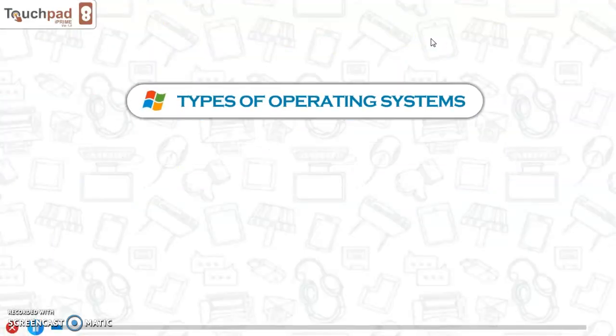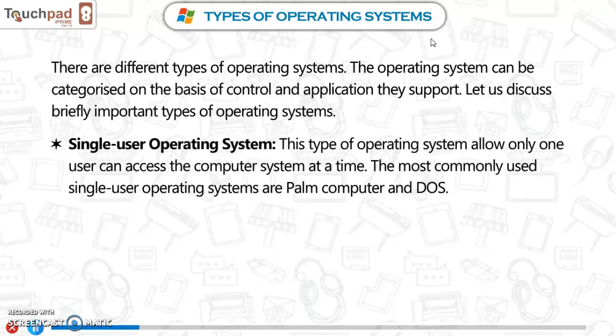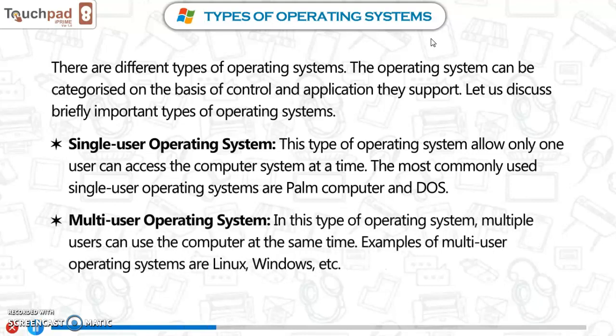Types of operating systems. There are different types of operating systems. The operating system can be categorized on the basis of control and application they support. Let us discuss briefly the important types of operating systems. Single user operating system. This type of operating system allows only one user to access the computer system at a time. The most commonly used single-user operating systems are Palm Computer and DOS. Multi-user operating system. In this type of operating system, multiple users can use the computer at the same time. Examples of multi-user operating systems are Linux, Windows, etc.